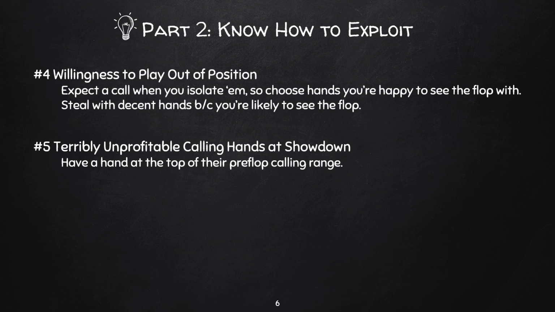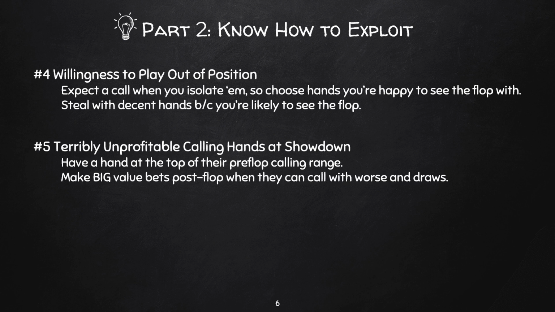The second exploit was you want to make big value bets postflop when this player is capable of calling with marginal pairs and any draw on those wet boards. Like if they would never fold a 6-high flush draw, and there's 2 spades on the board, bet big, bet full pot, pot and a half with your overpairs and your top pairs and your sets and everything. Get max value when these players are capable of calling.